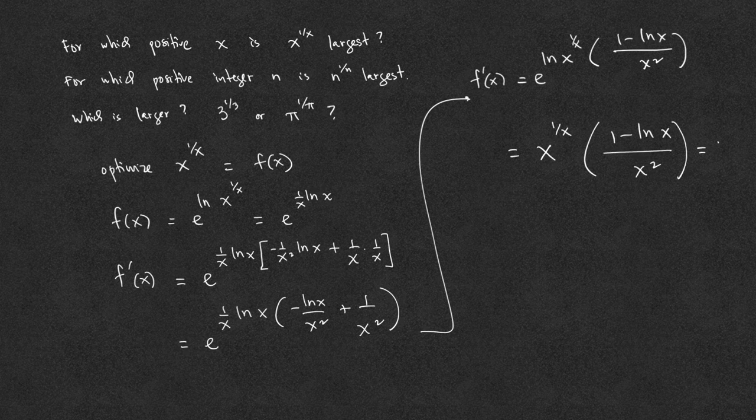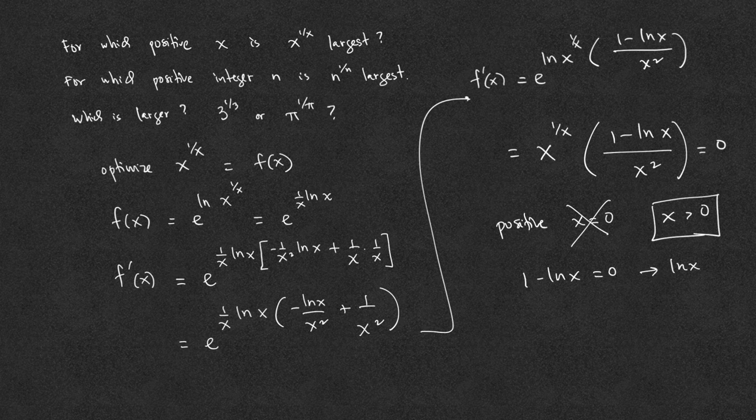We then set this equal to 0 to determine critical points. Now, we are only interested in positive x, so even though the derivative is undefined at x equals 0, we don't need to check it. We only need to check x greater than 0, positive numbers only. This derivative is 0 when 1 minus ln of x equals 0, or ln of x equals 1, when x equals e. ln of e is 1. There is only one critical number here.